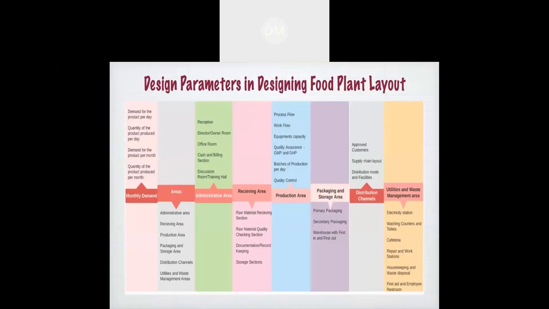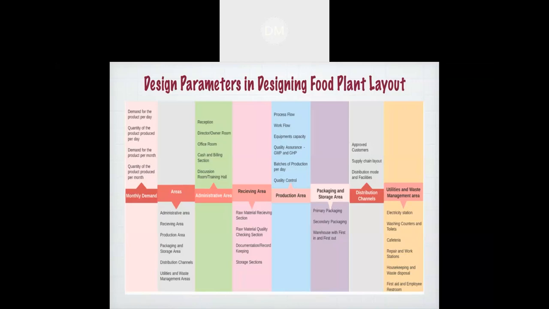So design parameters in designing a food plant layout: again monthly demand, then areas: administrative areas, receiving areas, production areas, packaging and storage area, distribution channel, utility and waste management area. So all these operations are involved.